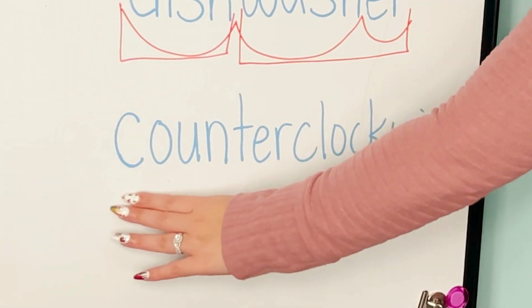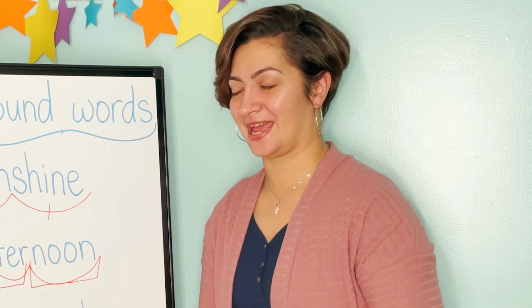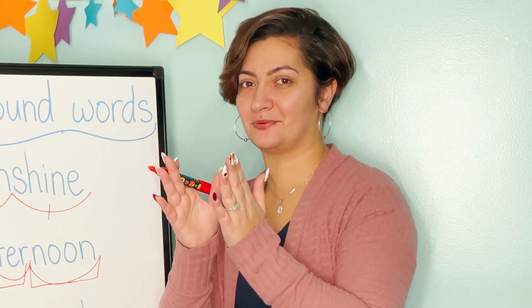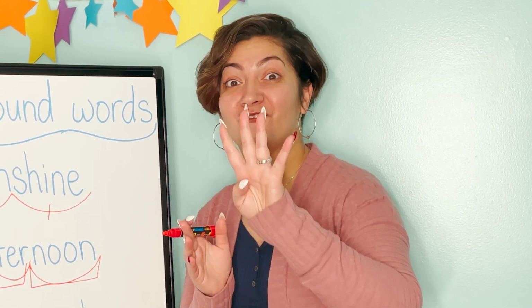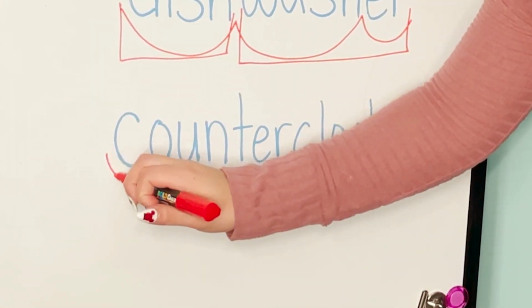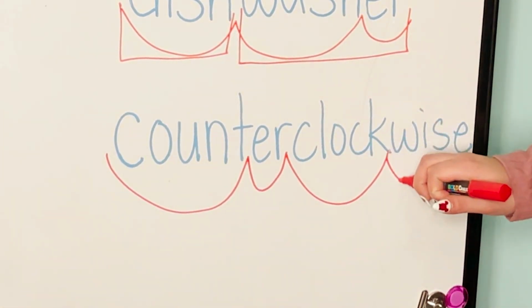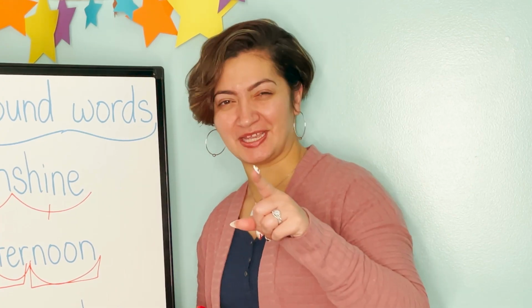This word is counterclockwise. What's the word? Nice. Let's go ahead and clap it out to see how many syllables it might have. Counterclockwise. How many syllables does that word have? 4. We have count, er, clock, wise. So there's 4 syllables. Do you think there are 4 words that make up this compound word?